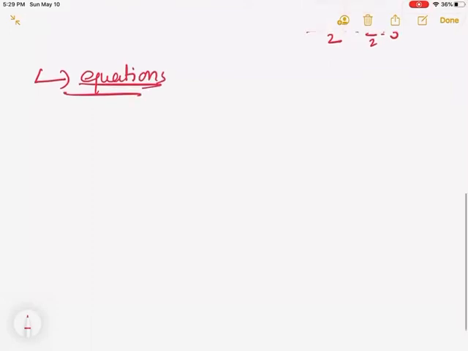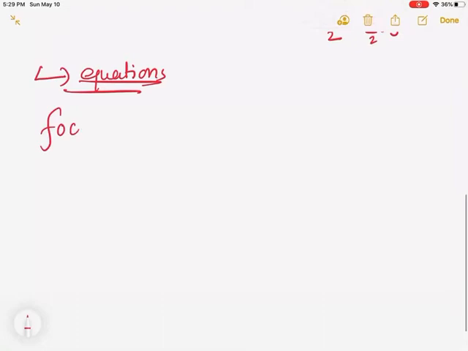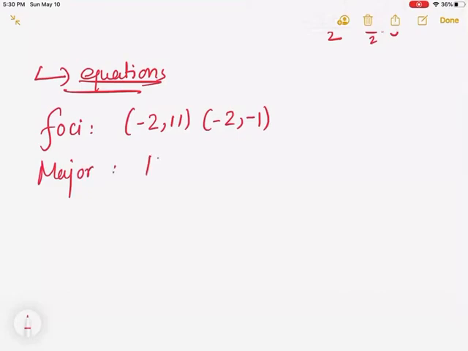So what do we know? We know the foci points are at (-2, 11) and (-2, -1), and my major axis is 14 units long. So that's what I know for sure, okay?